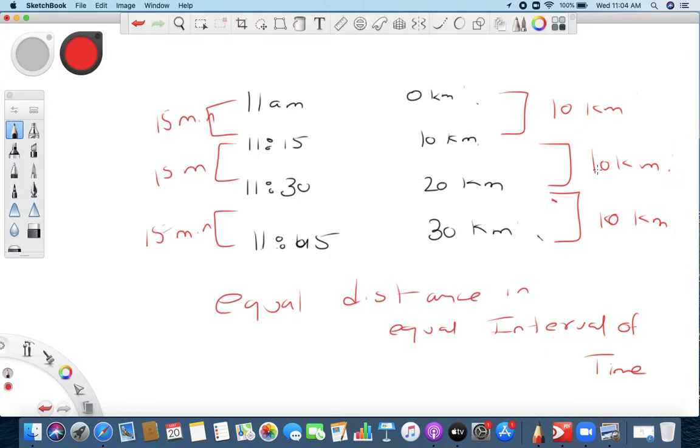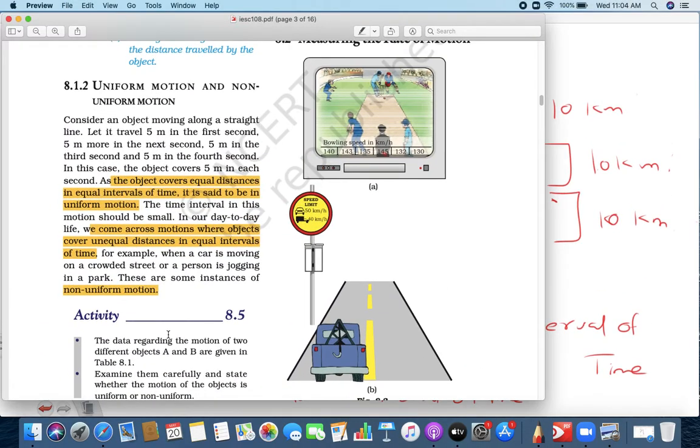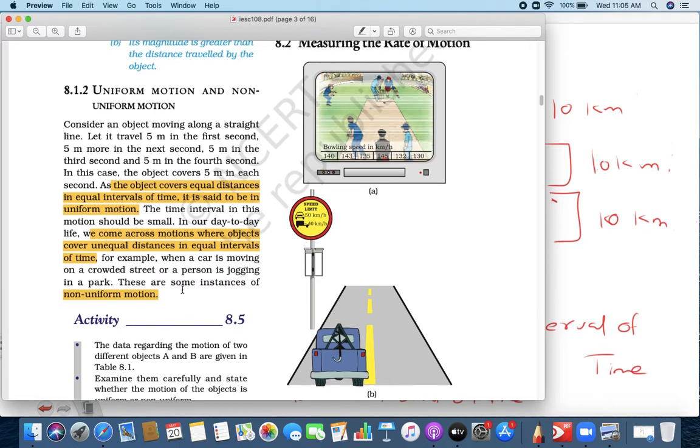It is very easy. If an object does not travel equal distance in equal interval of time, we call it non-uniform motion. So what is uniform motion? If an object travels equal distance in equal interval of time, that is uniform motion. And if it does not, we call it non-uniform motion. Got it, everyone?